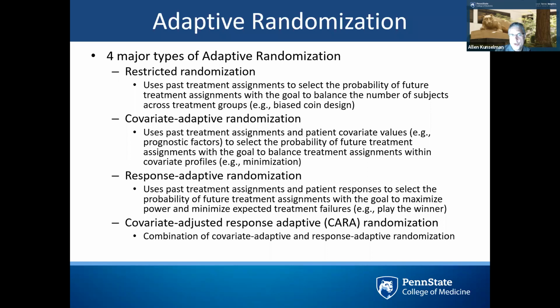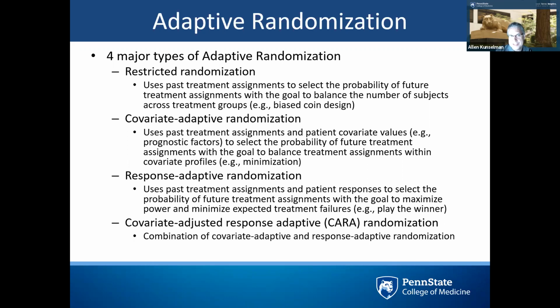The next extension of this is covariate adaptive randomization. It uses the past treatment assignments and the patient covariate values, or our prognostic factors, to select the probability of a future treatment assignment, with the goal to balance treatment assignments within covariate profiles. A term you may have heard for this is minimization. I really don't do cancer research anymore, and I'm not sure they still do this, but a decade or so ago, for multi-center cancer trials, minimization was the de facto form of randomization. I can't say if they still use that or not because I don't do research in that area.